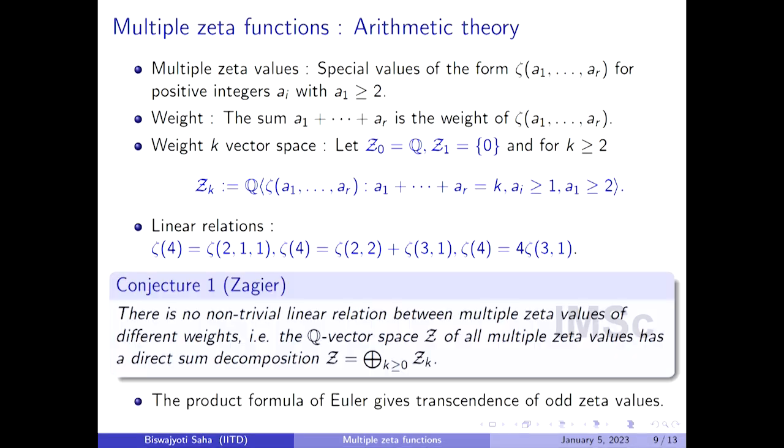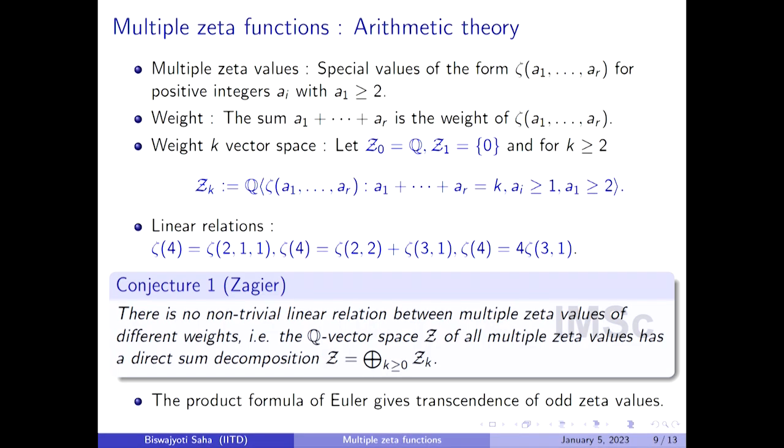So that brings us to the very first conjecture, due to Zagier, which says that there is no non-trivial linear relation between multiple zeta values of different weights. That means if I consider the Q vector space of all multiple zeta values, then it has a direct sum decomposition where the decomposition is based on these weights.